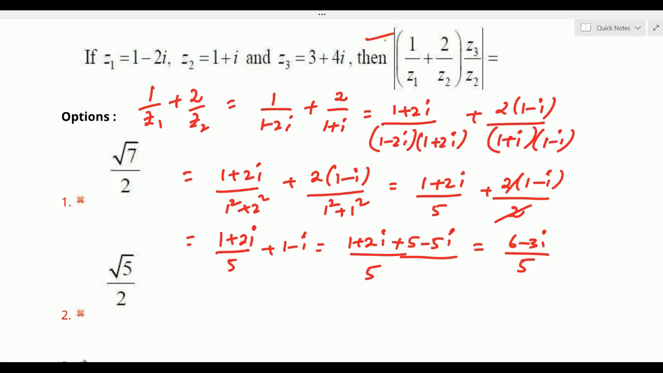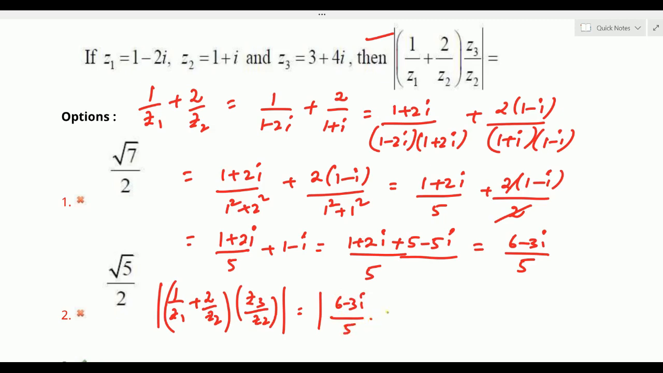What result do we need? Modulus of. Now we have to use the modulus of (1 by Z1 plus 2 by Z2) of Z3 by Z2. Okay? So what results do you have to write? First of all, 1 by Z1 plus 2 by Z2, what you got? 6 minus 3i by 5, into Z3 which is 3 plus 4i, and by Z2 which is 1 plus i. Here 1 by 5 is a constant, so we take it outside. One property of the modulus of a complex number: mod of Z1 into Z2 we can write as mod Z1 into mod Z2.